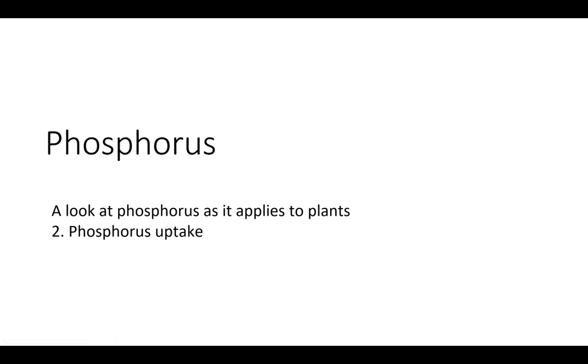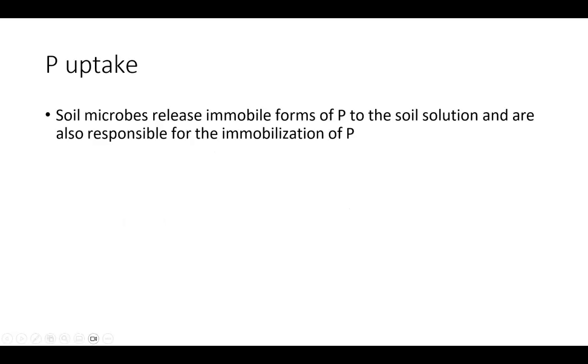Phosphorus. A look at phosphorus as it applies to plants. This is the second part. We're going to look at phosphorus uptake. Soil microbes release immobilized forms of phosphorus into the soil solution and are responsible for the immobilization of phosphorus.